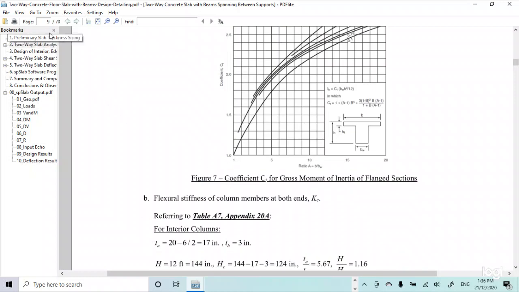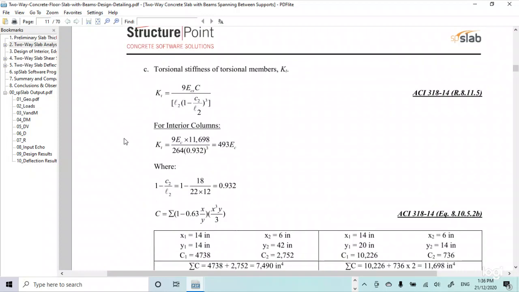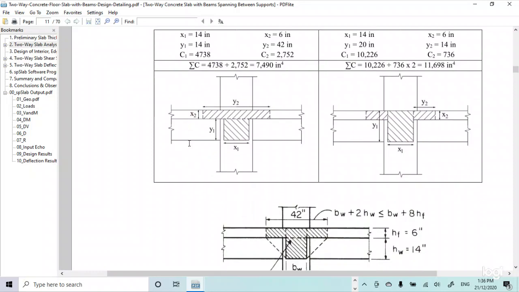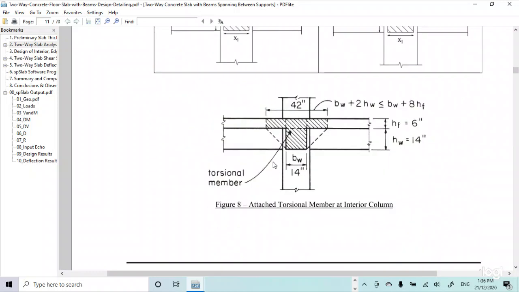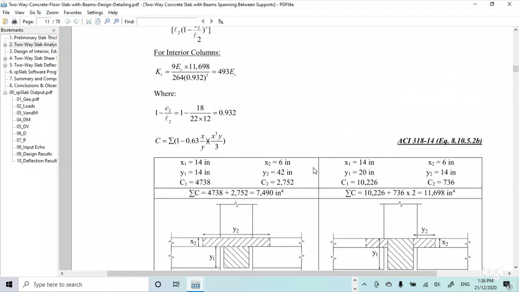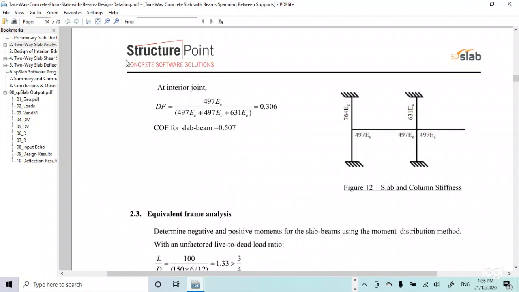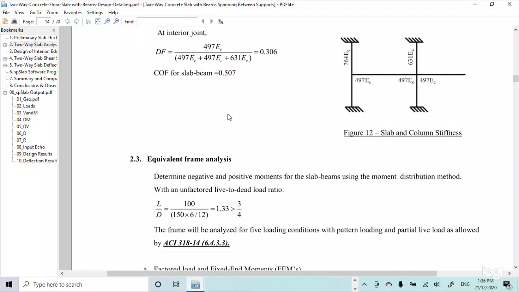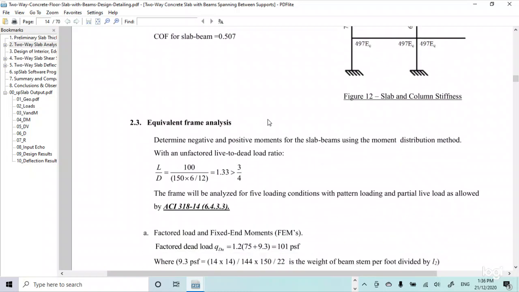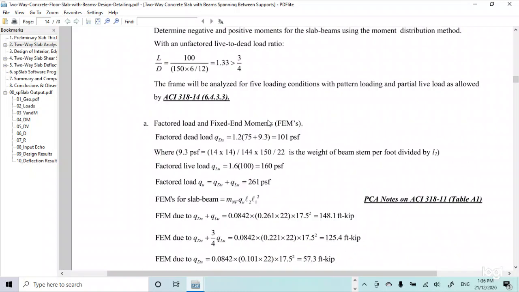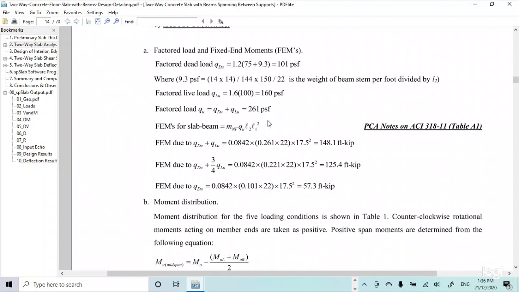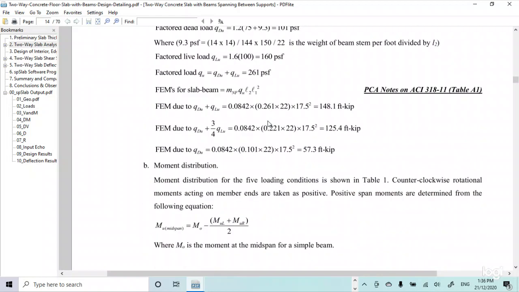And after that you have to calculate the torsional stiffness. The torsional stiffness equation is on page 11, where we can see the torsional stiffness calculation. Now, the equivalent column stiffness is on page 14. On page 14 you can find the equivalent frame analysis, and also the moment distribution and the design moment. Those things you can see on page 14.